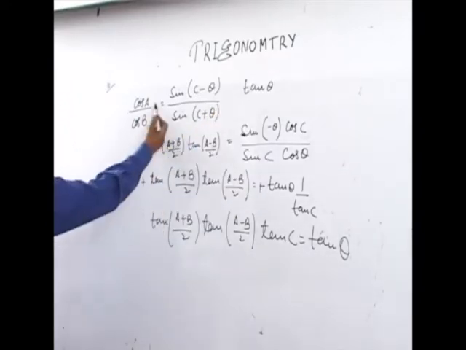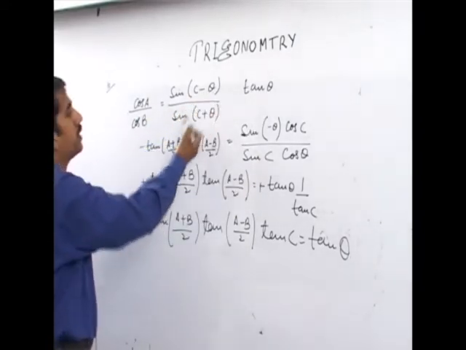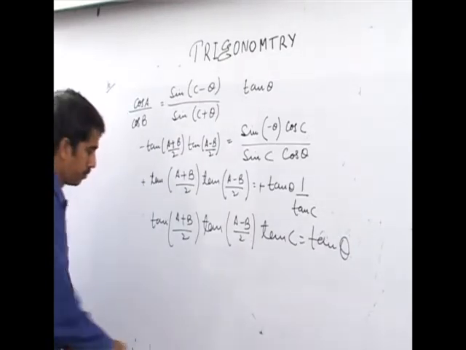If you are given cos A over cos B is equal to sin of (C minus theta) over sin of (C plus theta).